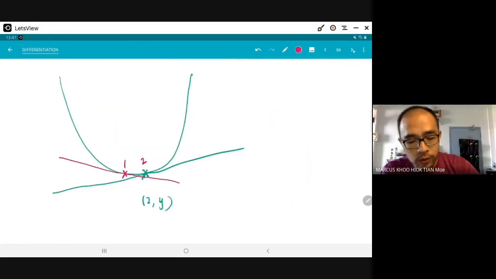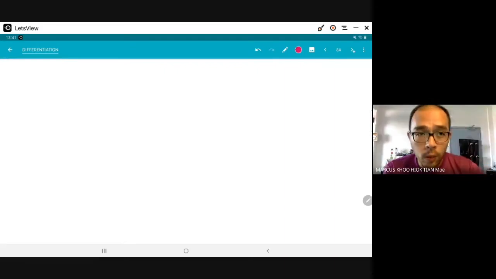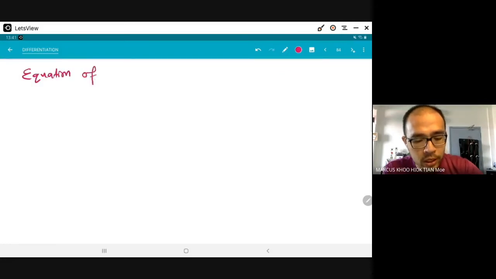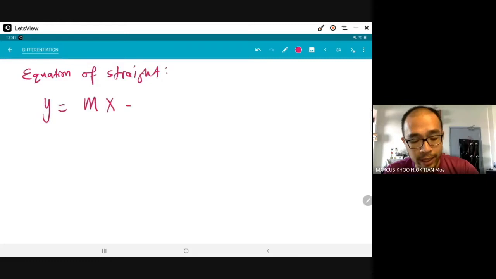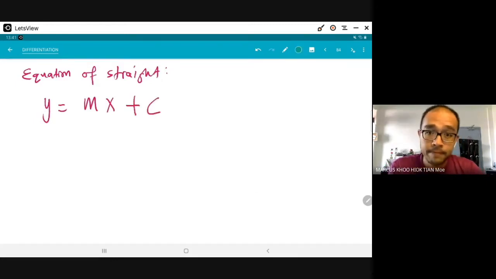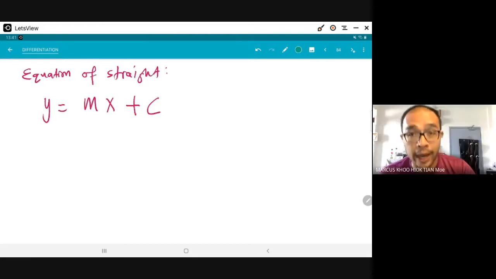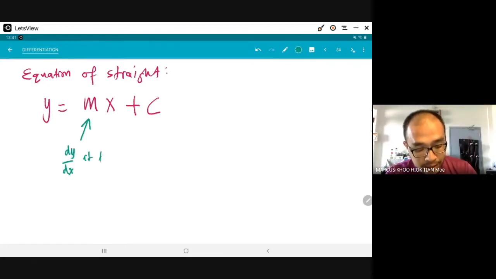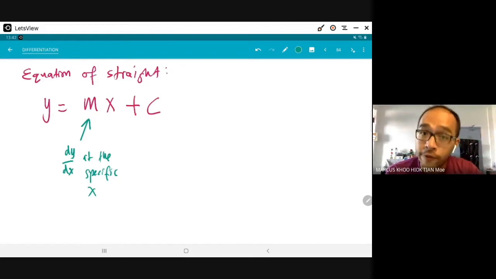Point number 2, I want to refresh with all of you. What are the things that I need to form an equation of a straight line? The most basic template is y = mx + c. And what does m represent? Gradient. M represents the gradient. And in this chapter, we learned that the gradient is dy/dx at the specific x value. So a different x value will give you a different m. Is that clear? The most important thing is you must make sure that you have the correct x value.